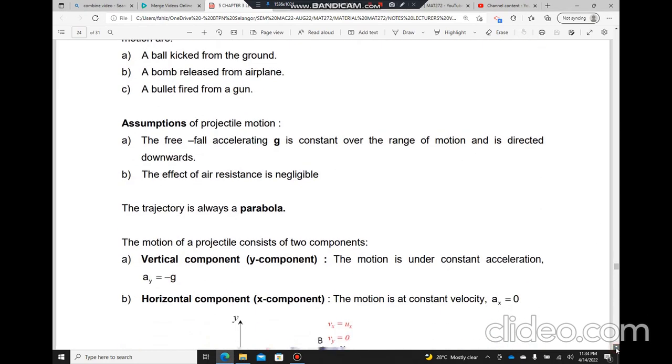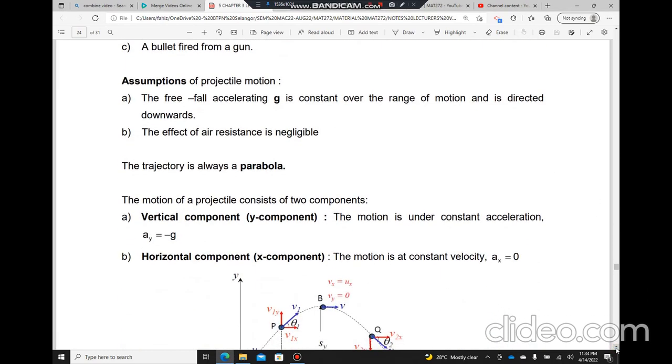Okay. So, assumptions of projectile motion: the free fall acceleration g is constant over the range of motion and is directed downwards. The effect of air resistance is negligible. The trajectory is always a parabola. So, bentuk trajectory ni kita assume dia sentiasa bentuk parabola.